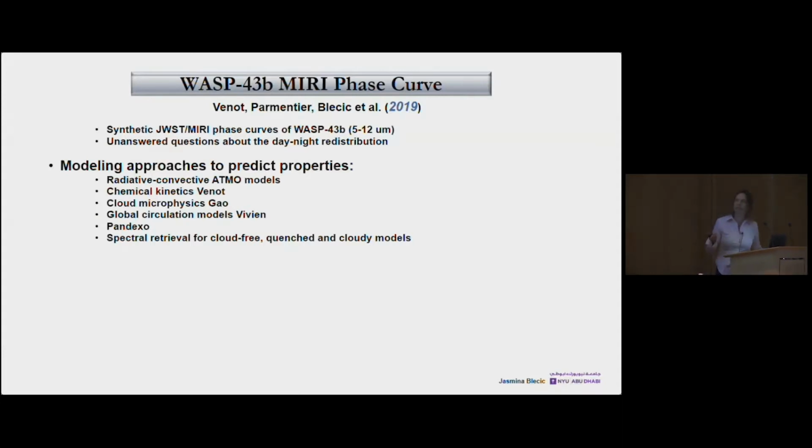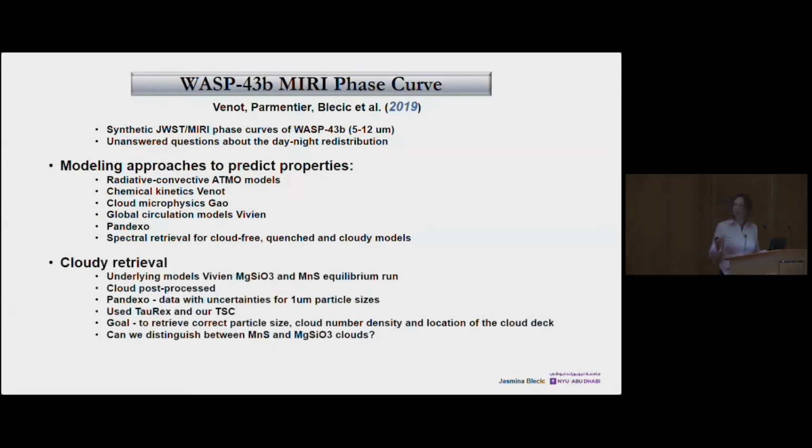We engaged radiative-convective ATMO models to predict the temperature and pressure profile, then chemical kinetics from Venot to predict the chemical composition. Then we used cloud microphysics from Peter Gao, and using all those predictions, Vivien ran his global circulation models without clouds, and then he attached the passive clouds after the GCM run. Then we used some of those models in PandExo to generate the data with uncertainties. And finally, we performed the spectral retrieval for cloud-free, quenched, and cloudy models.